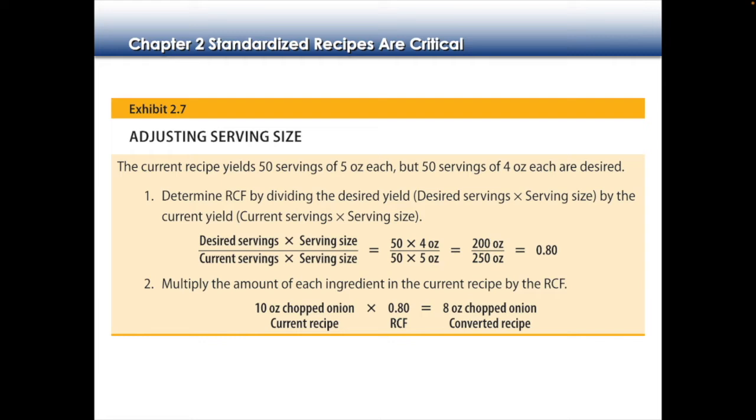So we're going to do the exact same thing here. We're going to do our new divided by our old. Don't get confused with all this. It's just the same thing as new divided by old, right? Okay, so let's see what that's going to look like. We're going to take our desired servings. In this case, our number of servings is 50 for both of them. And then we're going to multiply that times the serving size.